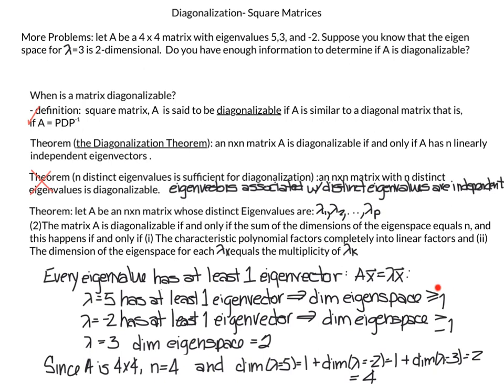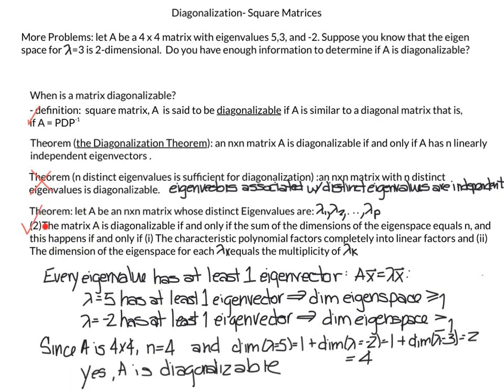So the dimension of the eigenspace associated with lambda equals 5 must be 1. The dimension of the eigenspace for lambda equals minus 2 must be 1, and the dimension of the eigenspace for lambda equals 3 must be 2. So when we add up the dimensions, we get 1 plus 1 plus 2, which is equal to 4, which is exactly the dimension n equals 4. So this is the theorem that we're going to use right here. So the answer is yes. By this last theorem, A is diagonalizable.